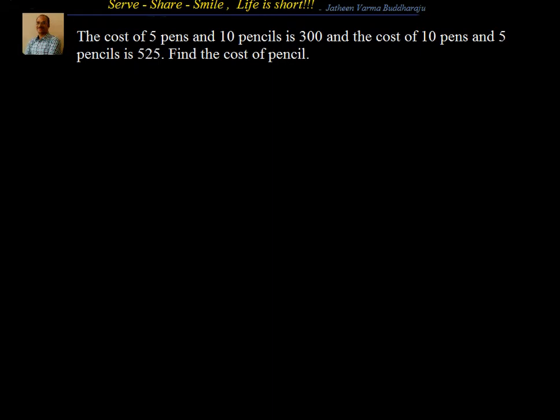Why I have taken specifically this example is that whenever you have the coefficients of the variables switched, let us say in this problem, we have the cost of 5 pens and 10 pencils is 300 and the cost of 10 pens and 5 pencils is 525. Find the cost of a pencil. So you see that the coefficients of the pens and pencils got switched. The 5 pens and 10 pencils became 10 pens and 5 pencils.